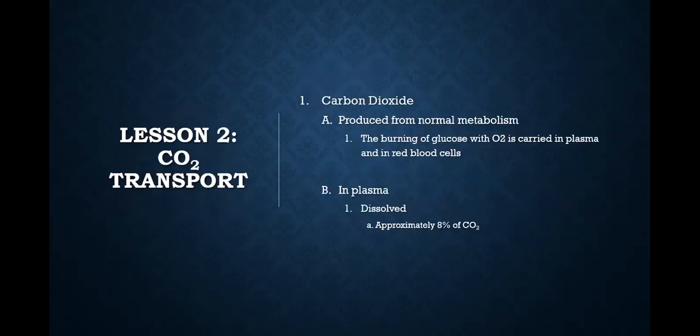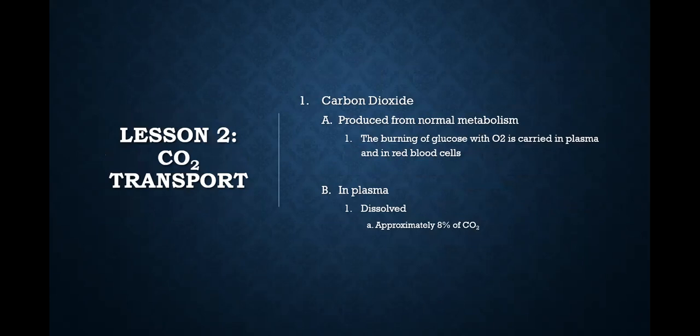All right. Now, let's talk about carbon dioxide. Carbon dioxide is also transported in the body, right? It's produced by normal metabolism. Normal metabolism, remember, is the burning of oxygen and glucose, the carbohydrates. That gives us our respiratory quotient. That's normal, right? So carbon dioxide is a normal byproduct of metabolism. We make it and we exhale it, right?